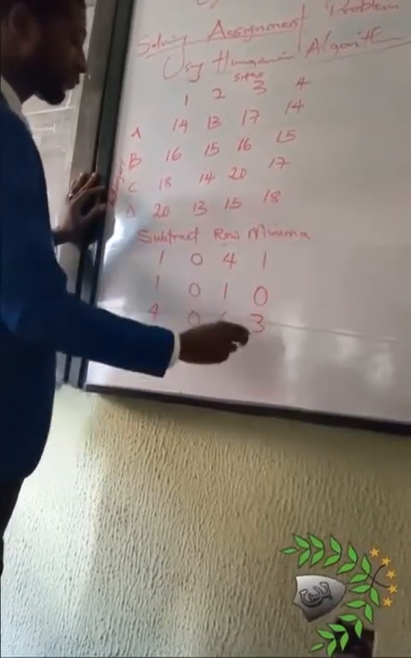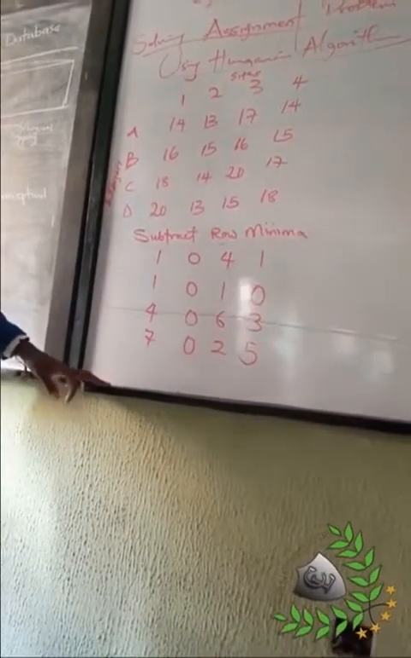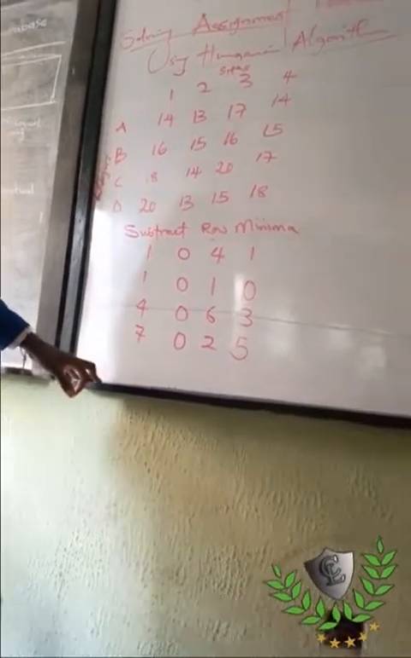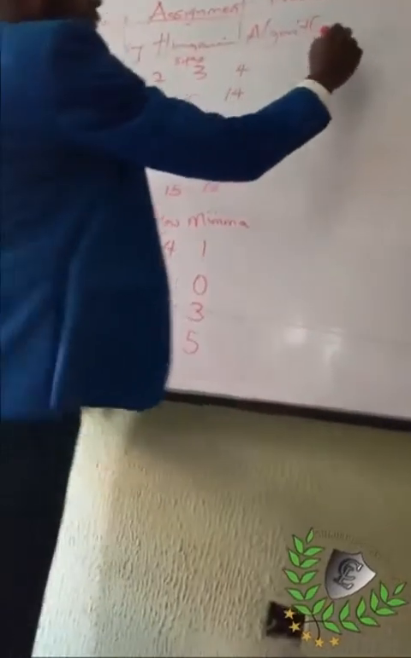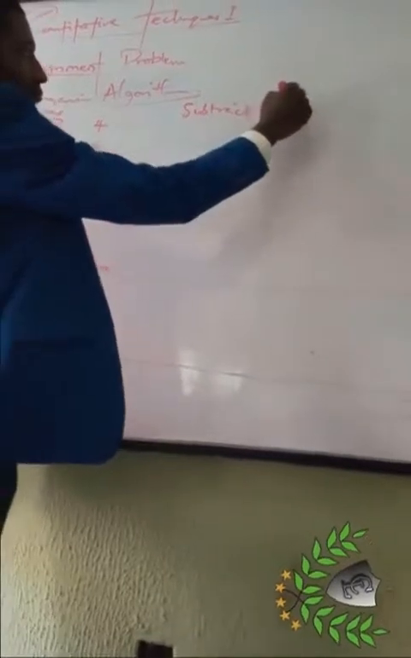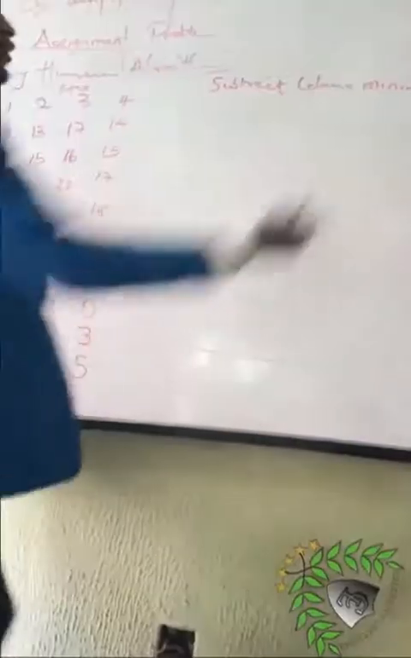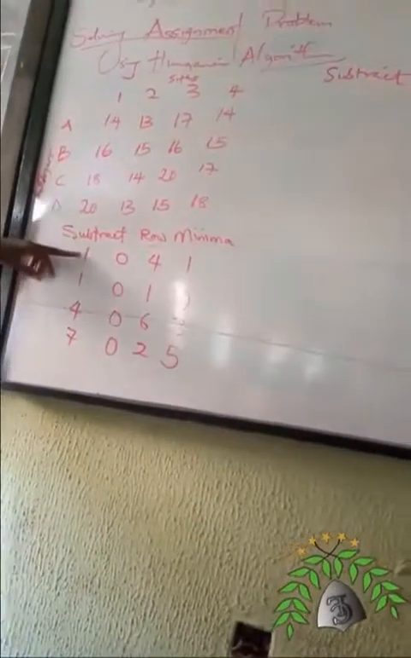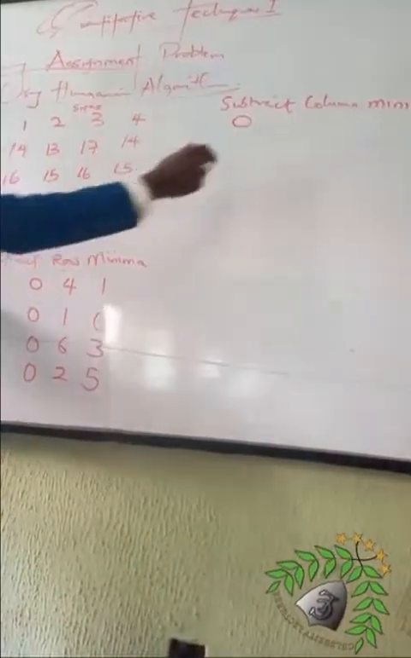Subtract column minima. So I'll face my columns now. The lowest here is 1. 1 minus 1, 0. 1 minus 1 again, 0. 4 minus 1, 3. 7 minus 1, 6. The lowest in the next column is 0, so I'll repeat all of them as 0, 0, 0, 0. The lowest here is also 1. 4 minus 1, 3. 1 minus 1, 0. 6 minus 1, 5. 2 minus 1, 1.